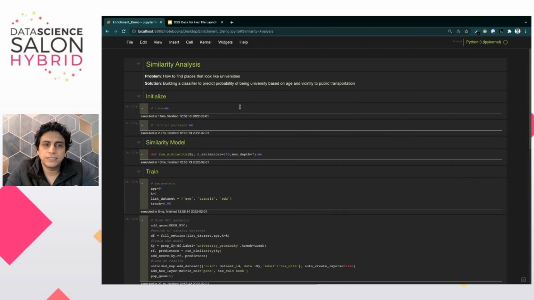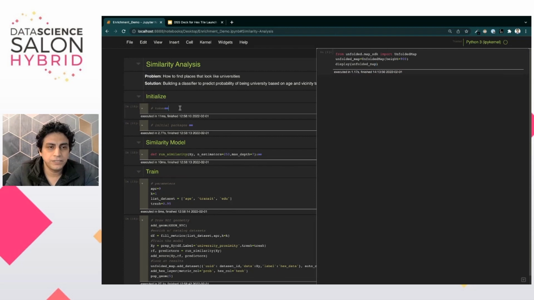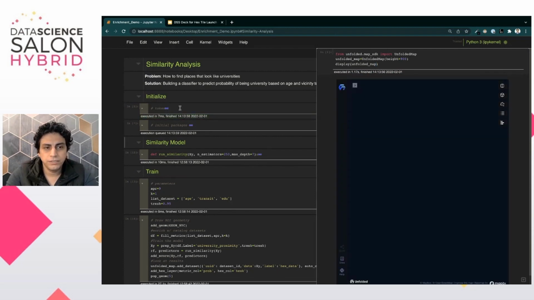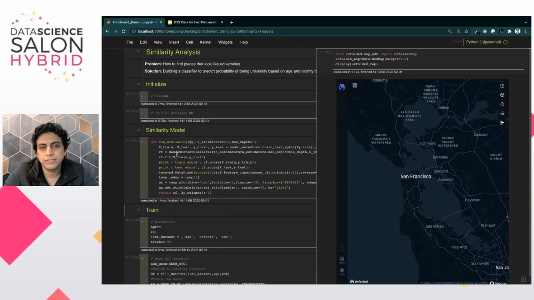And how we're going to do that is by building a classifier to predict probability of being university based on features like age and vicinity to public transportation. It's quite a simple scope. So I'm going to pull my map on the right side, and of course you need to authenticate to the map. So we'll do that. And what I have here is a simple classifier. Basically, it's a random forest classifier.